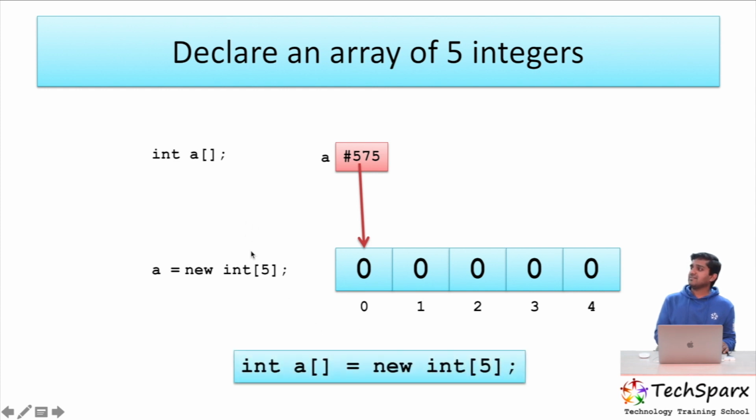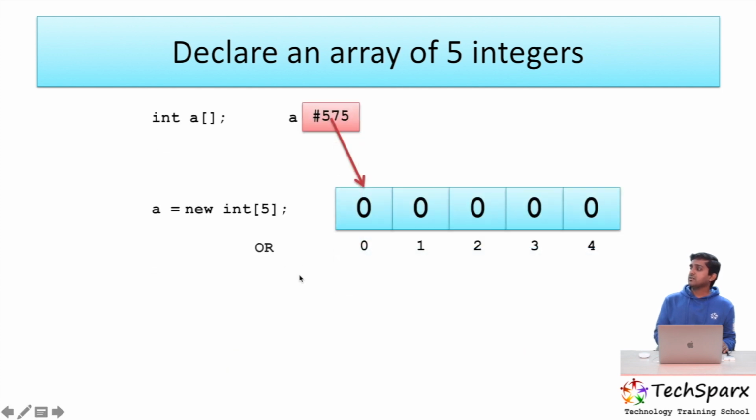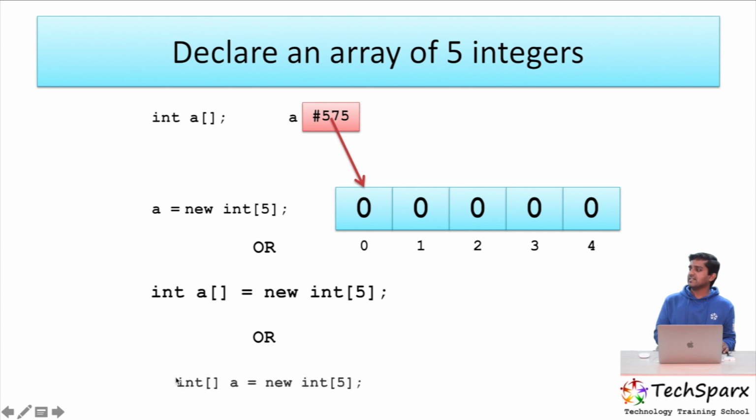You can also combine these two steps and write it as int a[] = new int[5]. Or you can also do it in another way. These square brackets can be just after the data type, like this: int[] a = new int[5]. Never ever write the size here. These square brackets indicate that a is an array of integers.